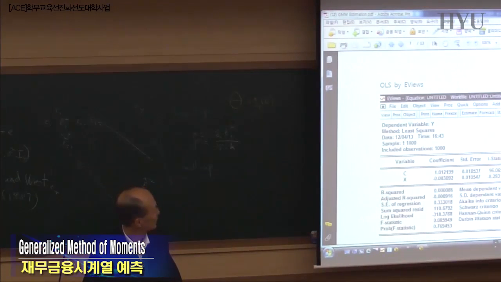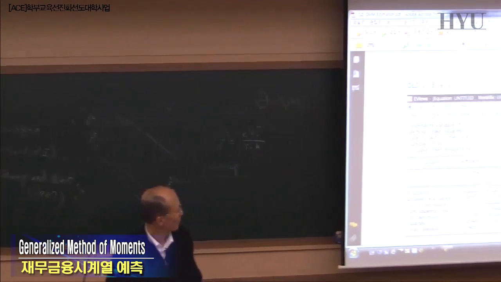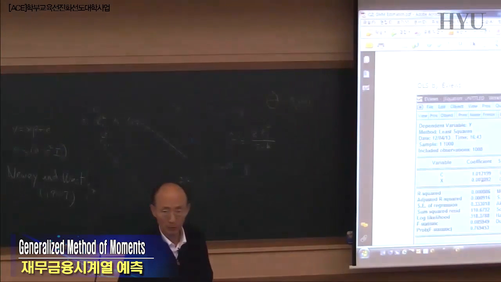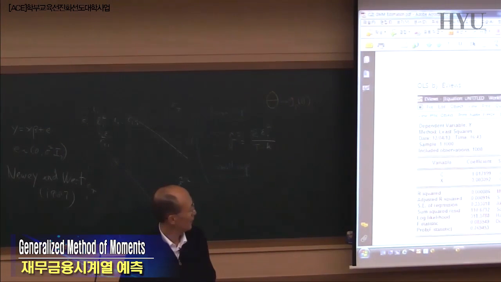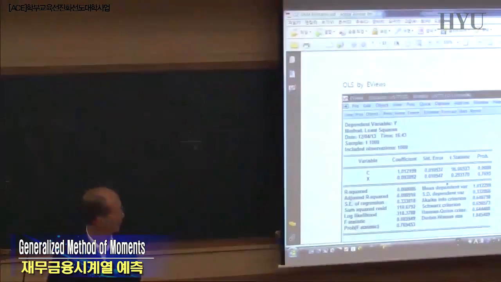I brought the same data to EViews and ran a regression of y on x, and found, we expect this one is 1, right? This one is 0, and as we expected, this is the case.